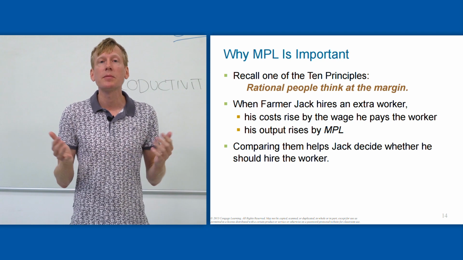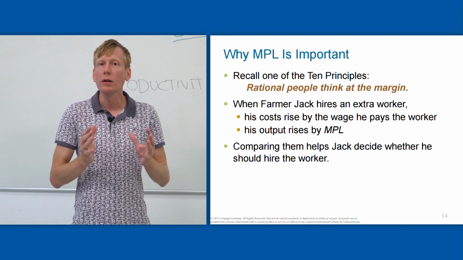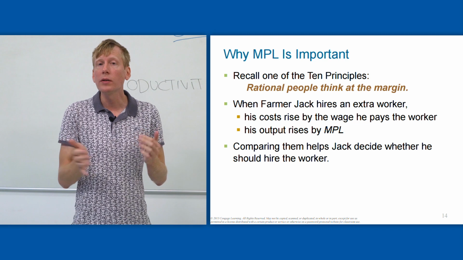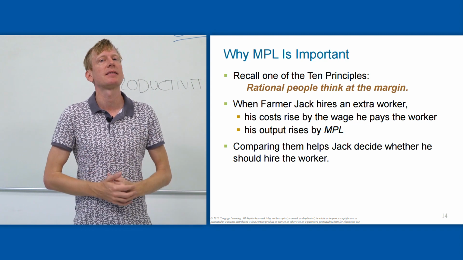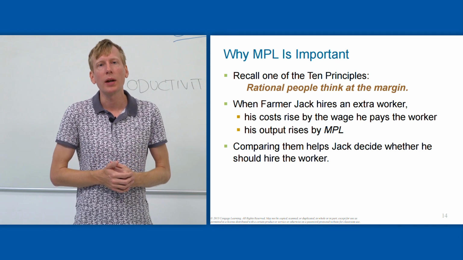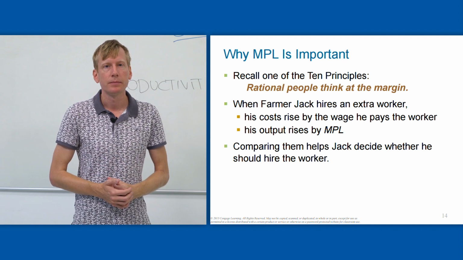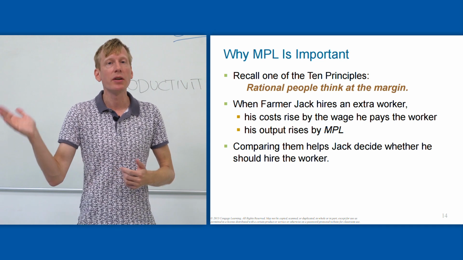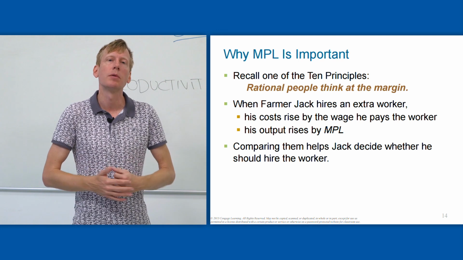Now, anytime Farmer Jack is going to hire a worker, he's going to have to pay something. Workers demand wages. And we would assume that if all of these workers are basically the same, even though the tasks they might be asked to do are different, these workers would have to be paid the same wage in a competitive labor market. Farmer Jack would have to pay the same wage for his farm workers as every other farmer would have to pay their farm workers in a competitive labor market.